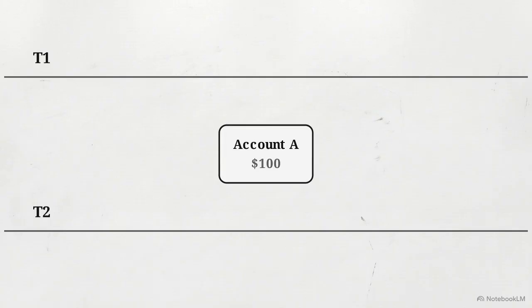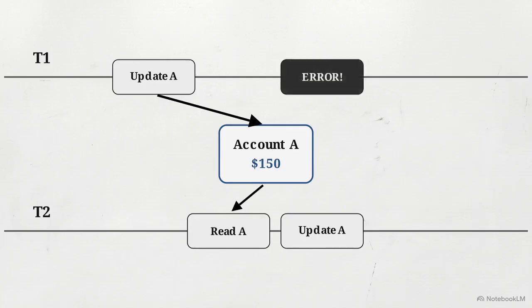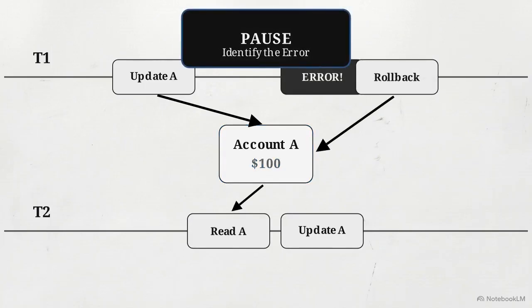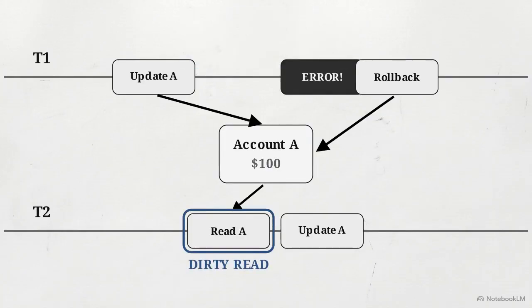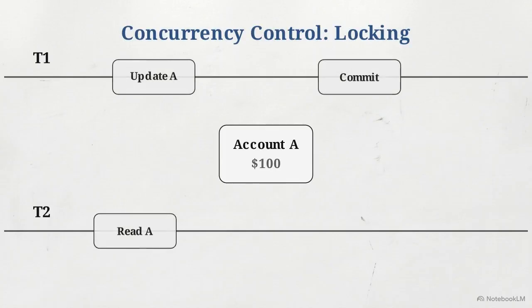Look closely at this new timeline sequence. Transaction 1 updates the account, Transaction 2 reads it, Transaction 2 updates it, and then Transaction 1 fails and rolls back. Pause the video and determine which specific error is happening here. If you guessed a dirty read, you're right. The failure happens exactly here. Transaction 2 grabbed a value that was later reversed. It read uncommitted, dirty data.